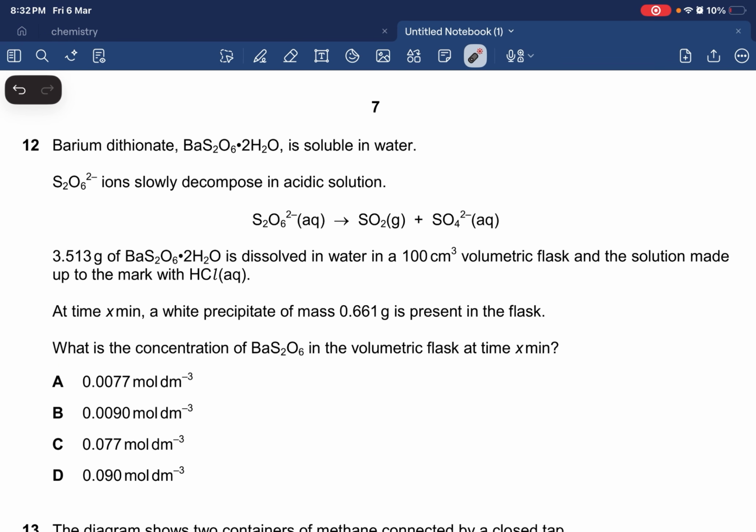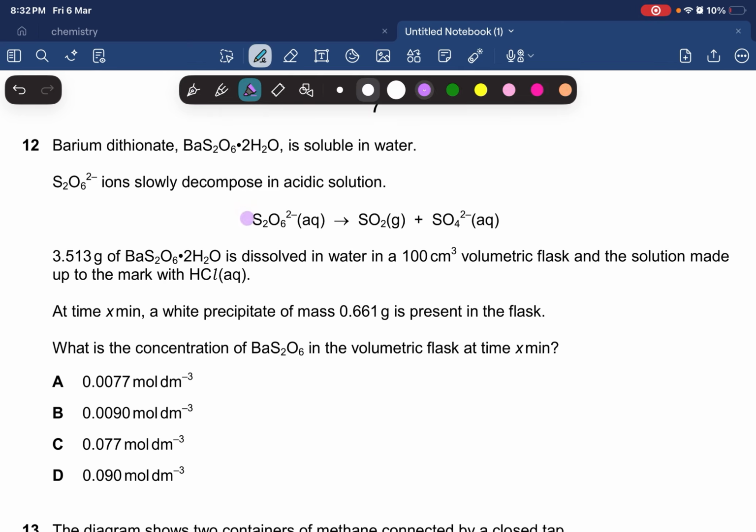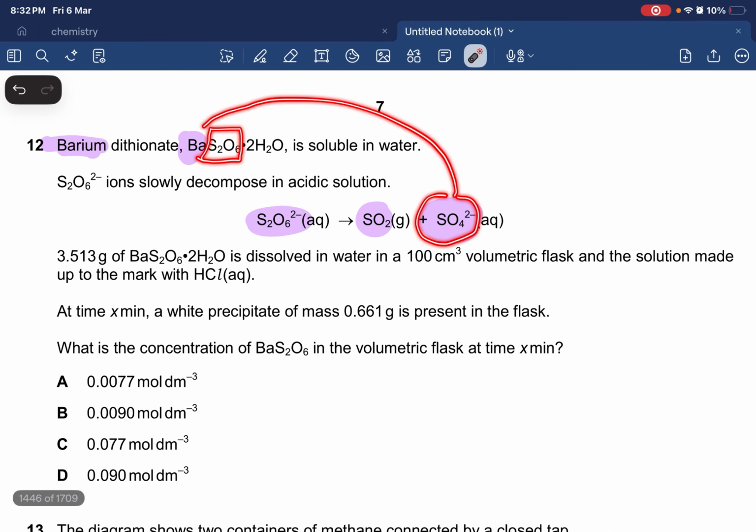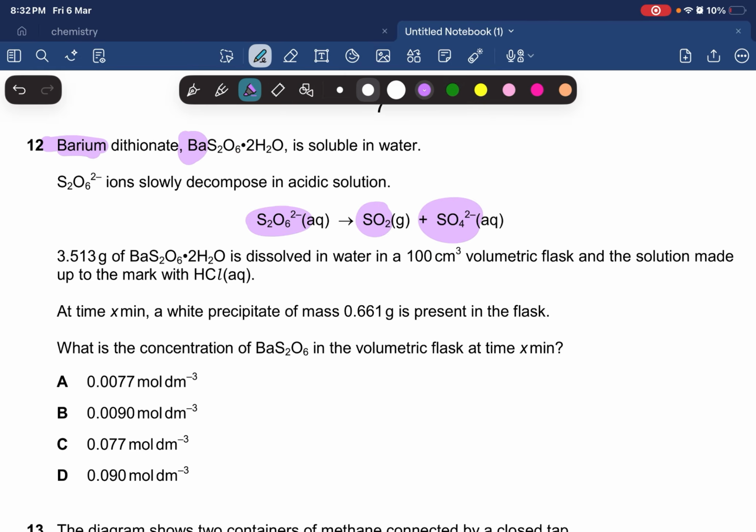Question number 12 states that barium dithionate, BaS2O6.2H2O, is soluble in water. Okay, so it's going to dissolve in water. S2O6 2 negative ions decompose slowly in acidic solution. So these ions are decomposing to form SO2 and sulfate ions. Now we have sulfate ions and we have some barium. It should just click in your mind that when this part decomposes, the sulfate part is going to react with the barium to form barium sulfate.